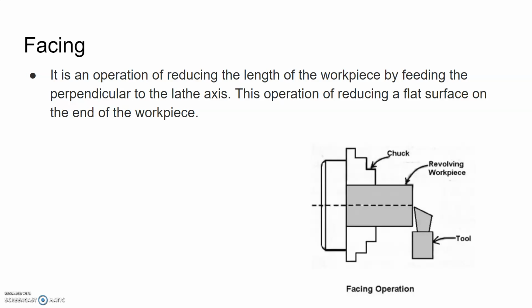So what happens here is the machine turns on and the operator moves the tool perpendicular to the axis, in the x-axis, and cuts a little bit of material off.